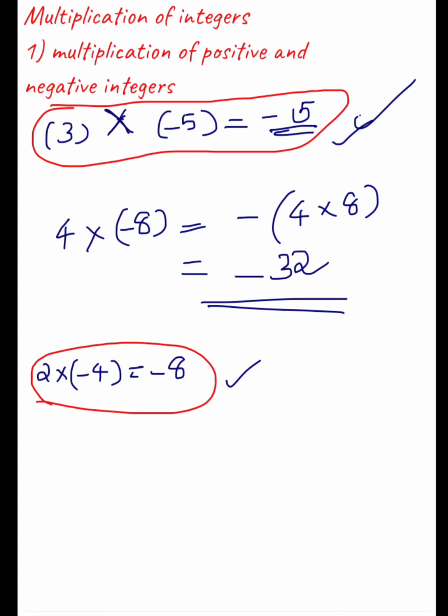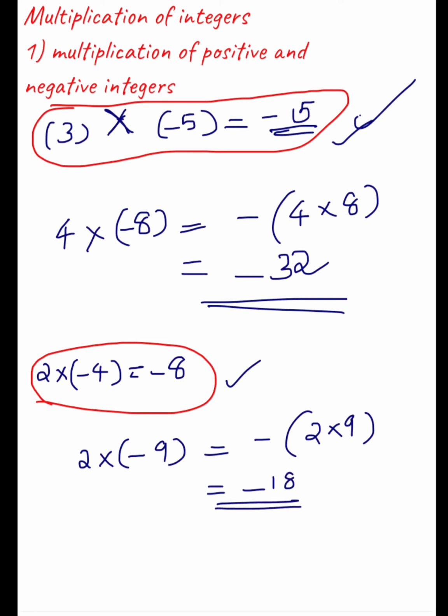Then you need to put the negative sign. So you will get minus 15. Now let's take another example, 2 into minus 9. So first what you should do? You should multiply these numbers as whole numbers. So 2 into 9. Then you need to put the negative sign. So the answer will be minus 18. Okay. So this is how you are multiplying a positive integer and a negative integer. First you need to multiply them as whole numbers and put the negative sign.